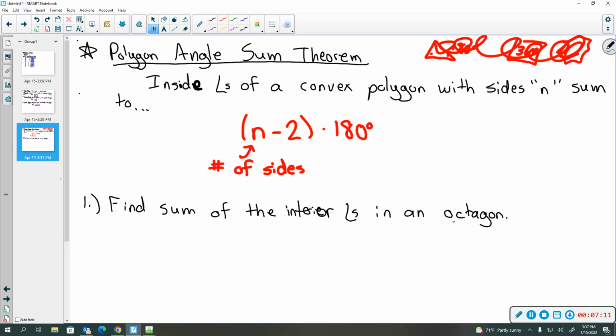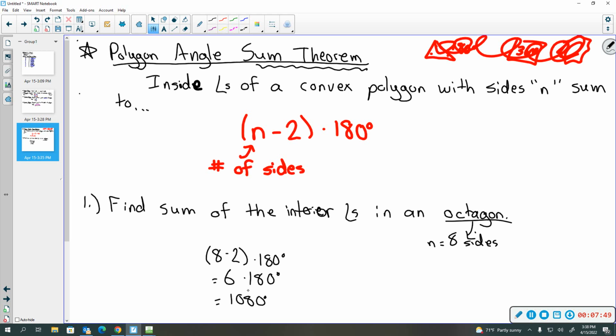So we know an octagon has 8 sides, which means that n is an 8 this time. The number of sides is an 8. So if I want to find the sum of the interior angles of a polygon, I would just have to take this formula, plug in 8 to it. So I know that my number of sides is 8. So in my formula, I could say 8 minus 2 times 180. In other words, that would be a 6 times 180. And when you do that math, you end up getting that you have 1,080 degrees inside of an octagon.